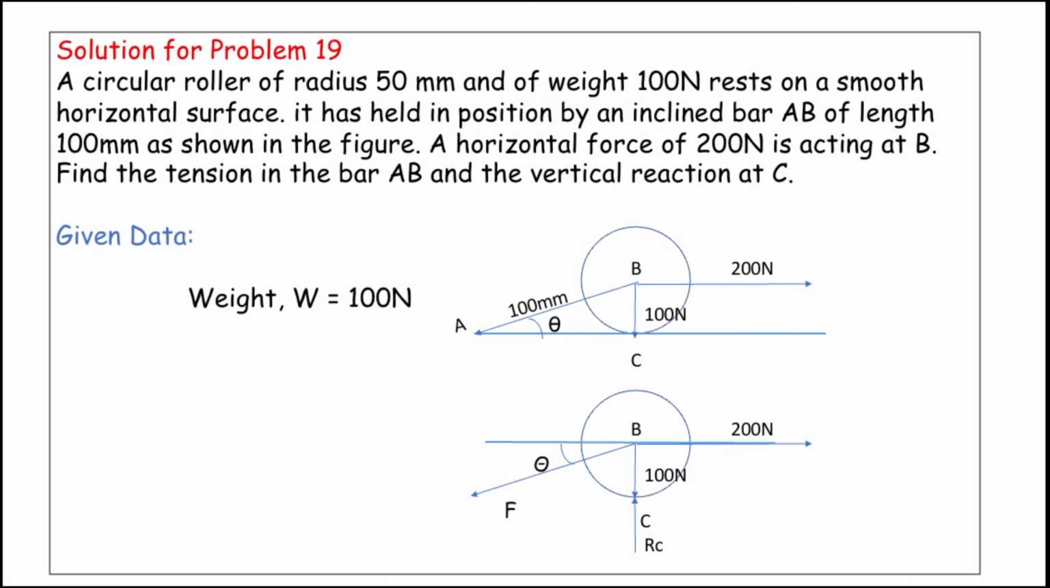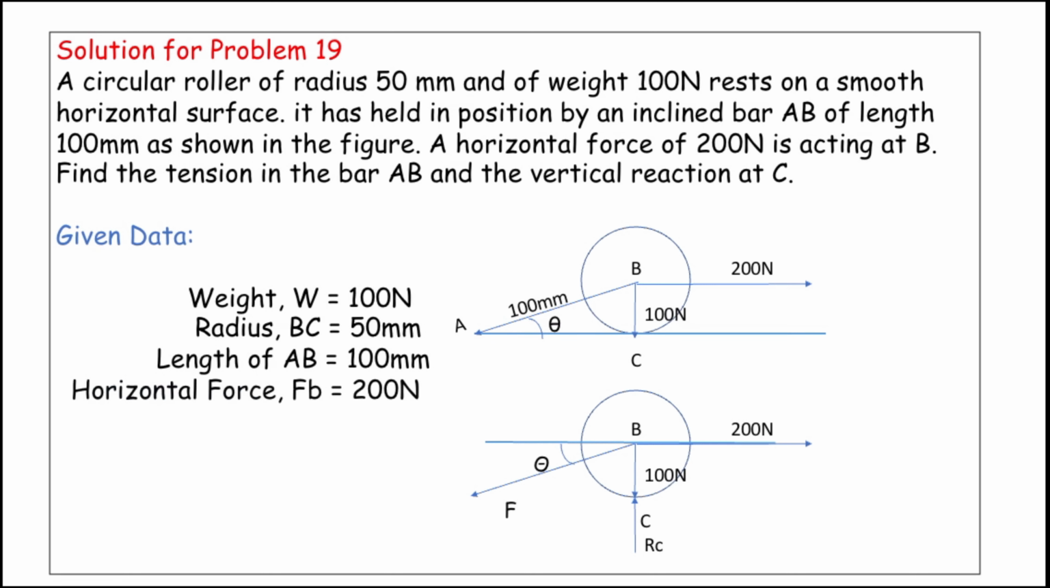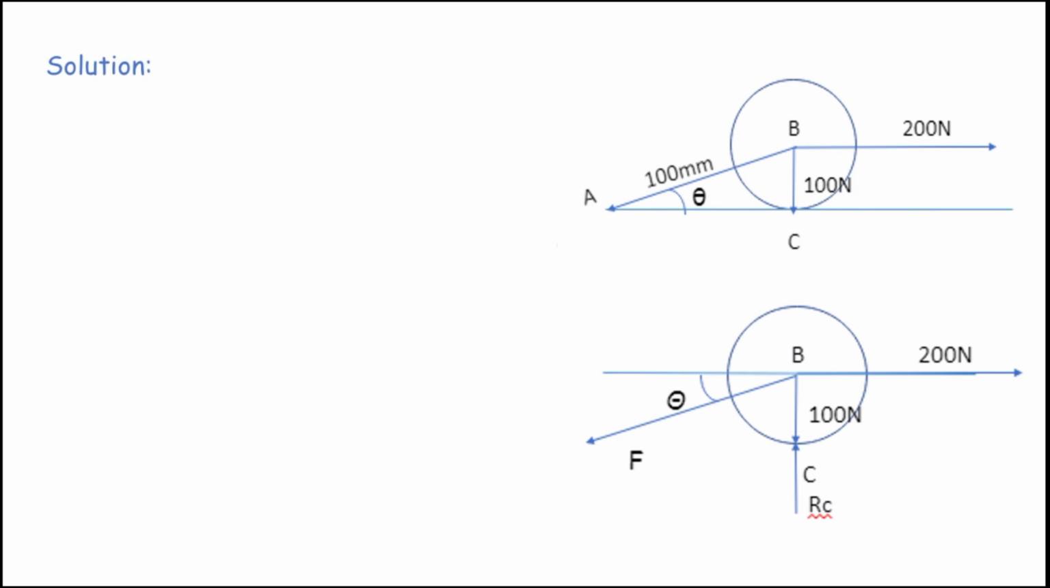The weight of the wheel W equals 100 Newton and the radius of the wheel BC equals 50 mm. The length of the bar linked to the wheel AB equals 100 mm and the horizontal force given FB equals 200 Newton. We have to find the tension in the bar AB and the vertical reaction at the point C. I mentioned it as RC, the reaction at C.